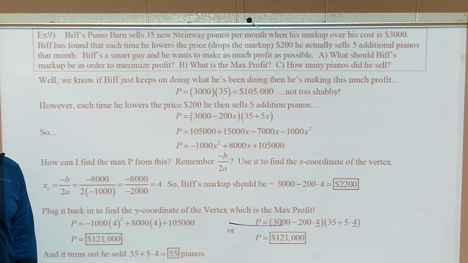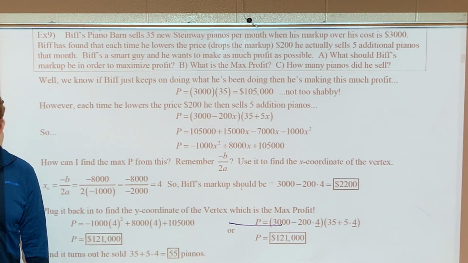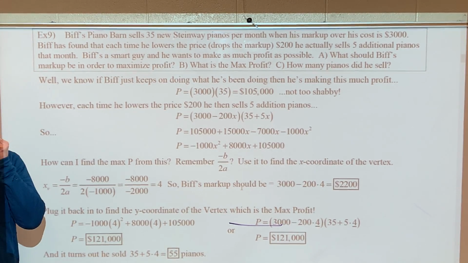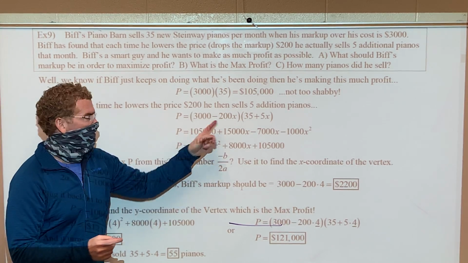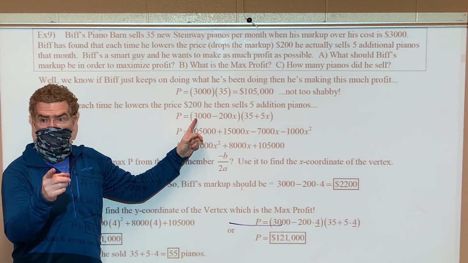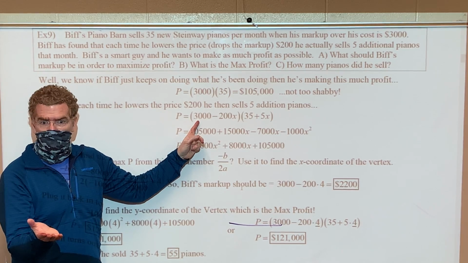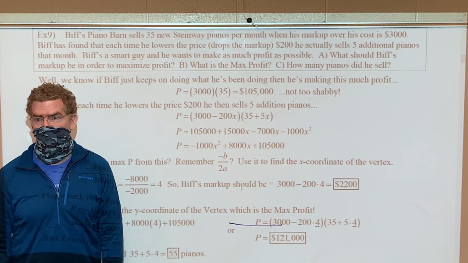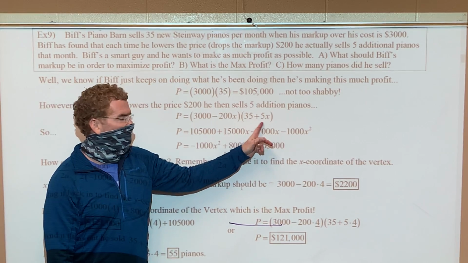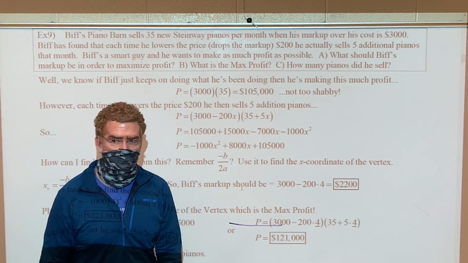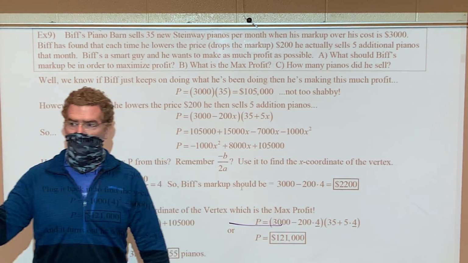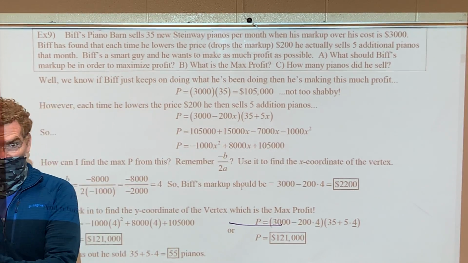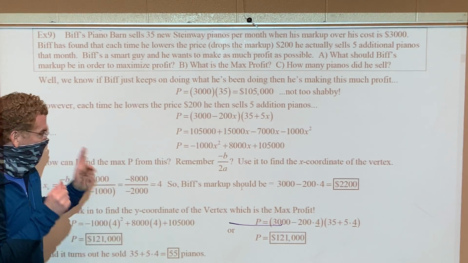So if the question was, how much should I charge? How much should my markup be? What would you say? The original markup was 3,000, so 2,200 would be my markup, right? If I said, how many total pianos do I need to sell to maximize profit? 55. If I said, how many additional pianos would I need to sell? 20. If I said, how much should I lower my price? 800. All those are valid questions based on that X.